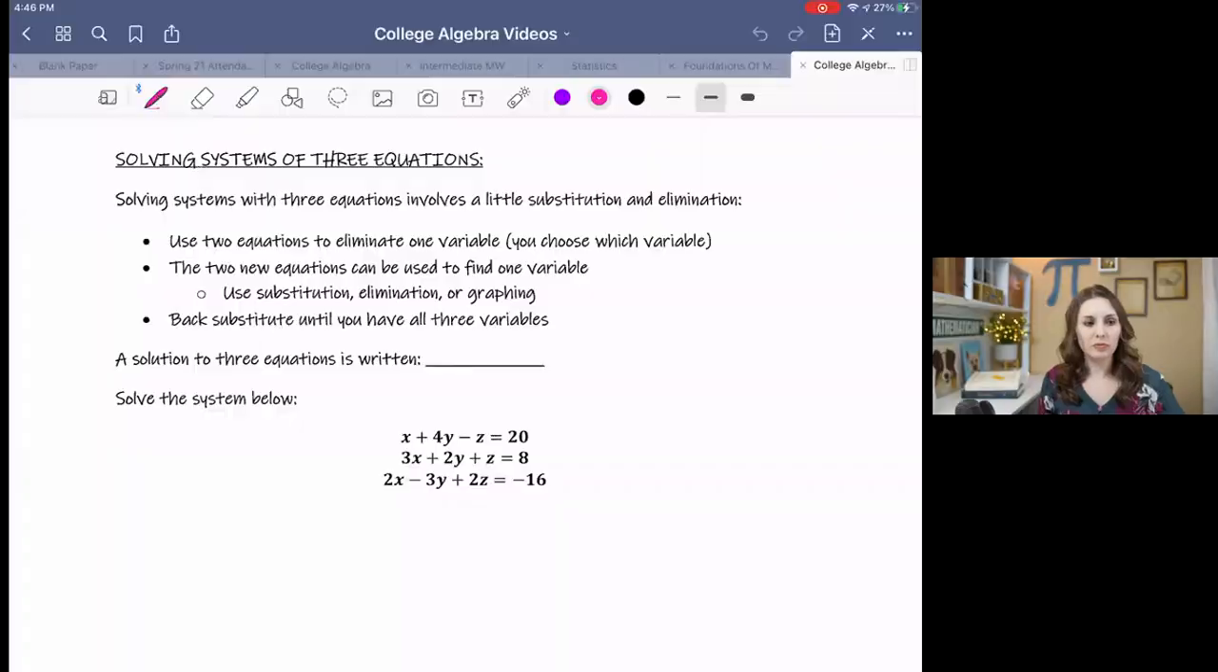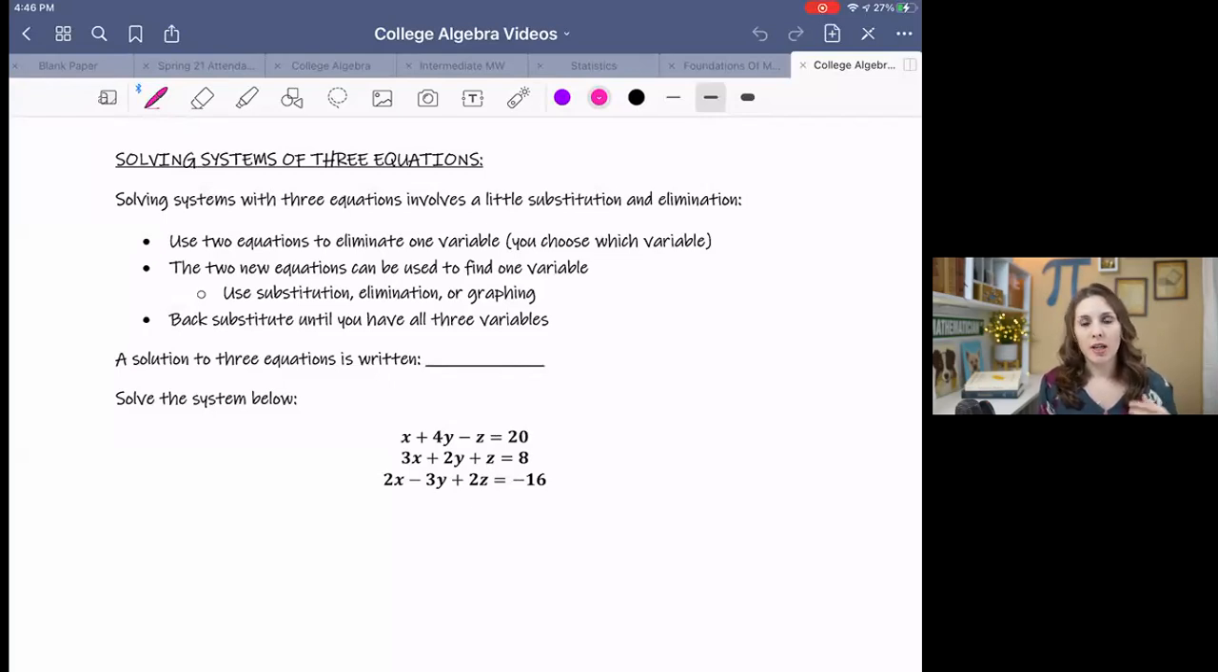Hi y'all, this lesson is on solving systems of three equations instead of two. And we use three equations because there are three variables. So the more variables there are, the more equations there are, basically, but we're just going to cover three today. When I say three variables, I mean that there are three things that are unknown to us.